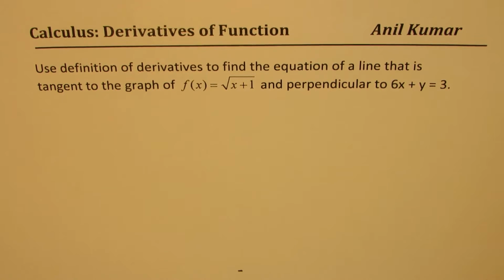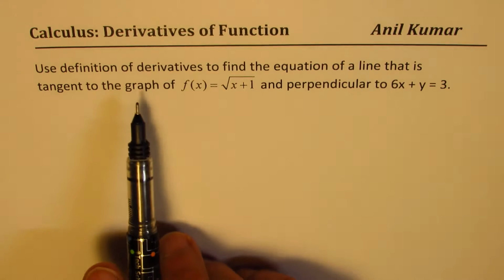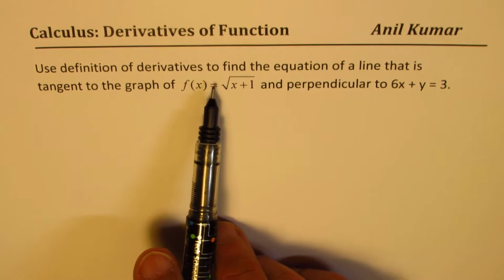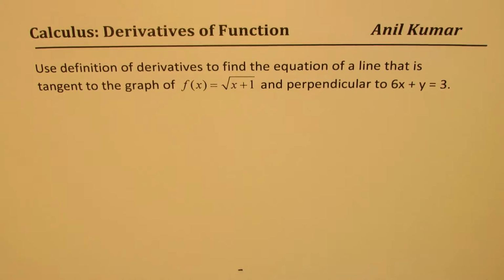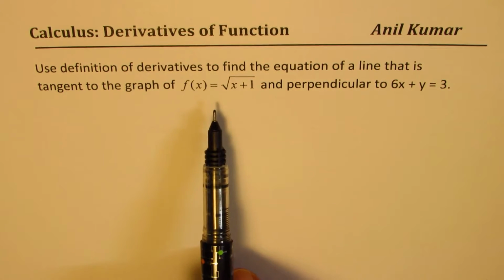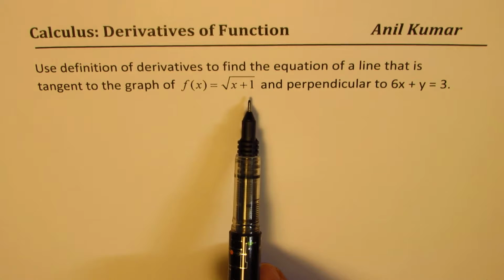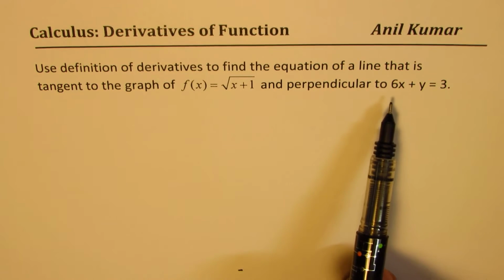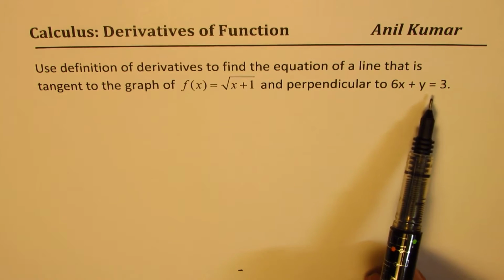The question here is, use definition of derivatives to find the equation of a line that is tangent to the graph of f of x equals square root of x plus 1 and perpendicular to 6x plus y equals 3.